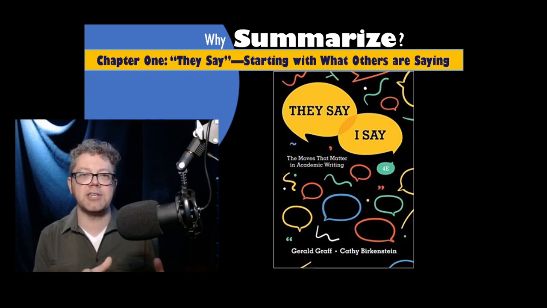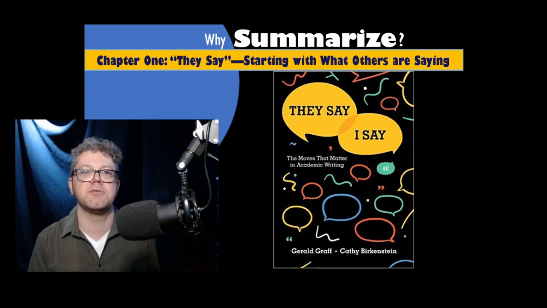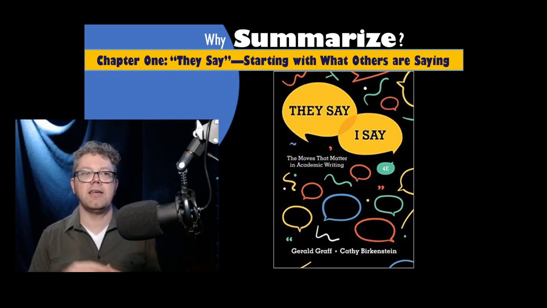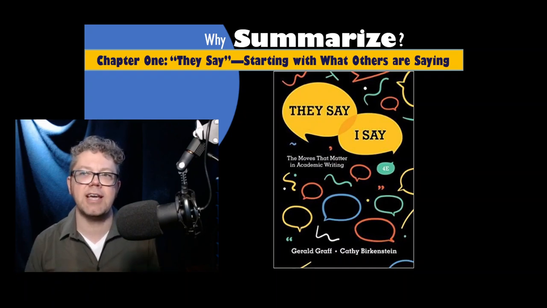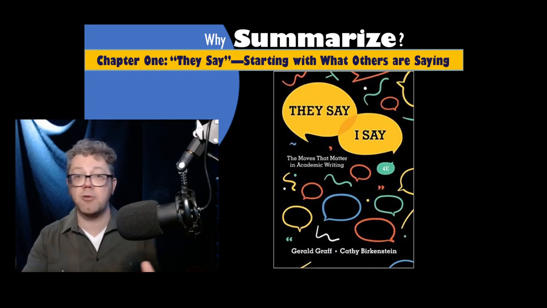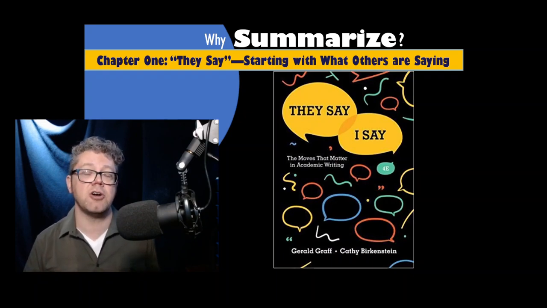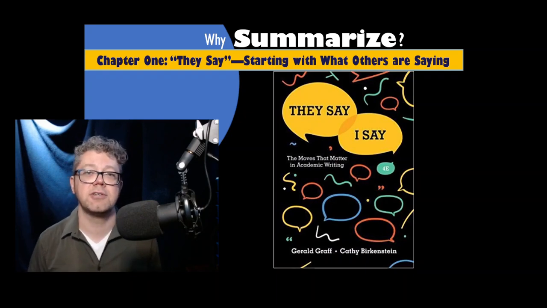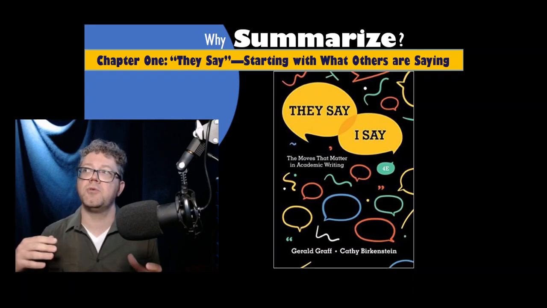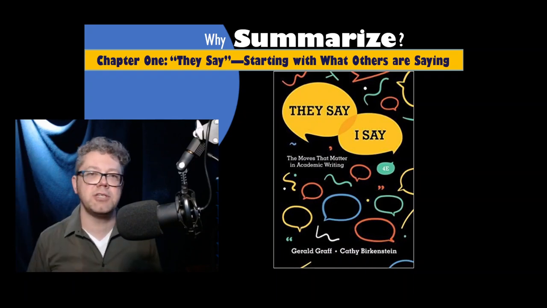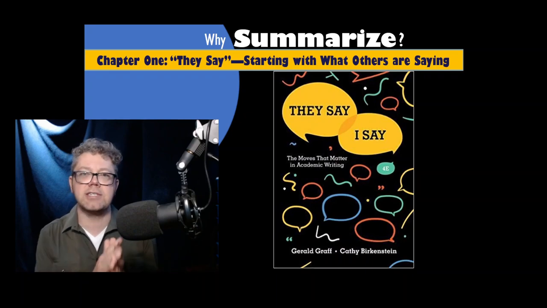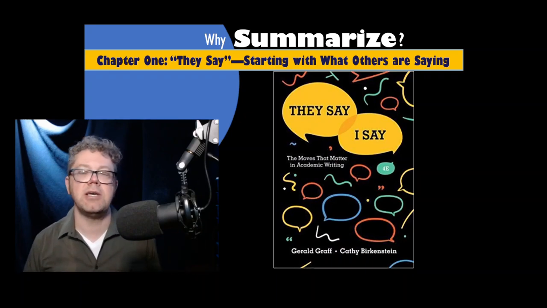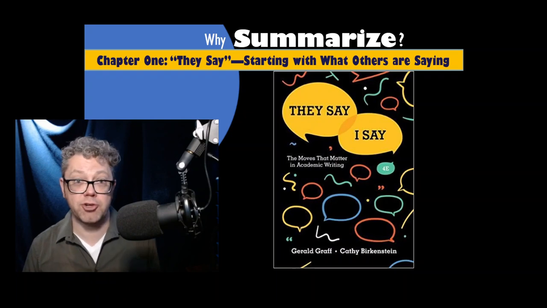Now, we want to make a distinction between, again, the précis, the standalone summary, this first assignment, and what Graff and Birkenstein are talking about in They Say, I Say. But please understand that what Graff and Birkenstein are talking about in Chapter 2, when they talk about how to include summary in a larger piece of writing, that's our long-term goal in this course. So down the road, you need to write a research paper. Where do you start? This entire semester is going to be writing a research paper in slow motion.